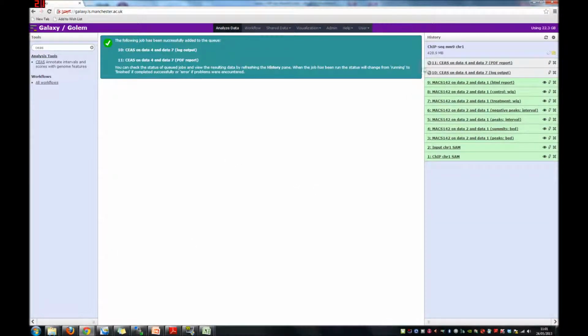So again we have the little clock showing that it's waiting for entry into the queue. Now the blue spinning circles show that it's entered the queue and is working.